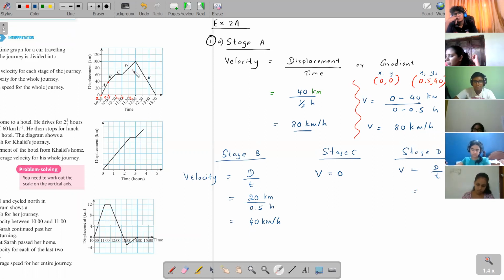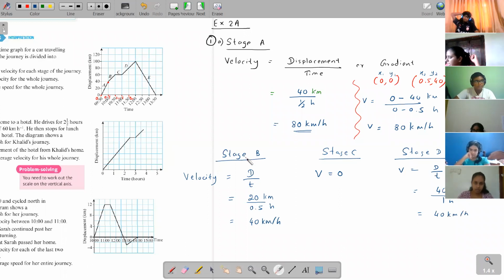So displacement, how much do we have here? Starting stage D starts at displacement 60, ends at displacement 100. 60 to 100 means we have a displacement of 40, right? That's a displacement of 40. How much time are we taking? 11 to 12 means you are taking exactly 1 hour. So 40 kilometers in 1 hour. So that's going to be again 40 kilometers per hour.